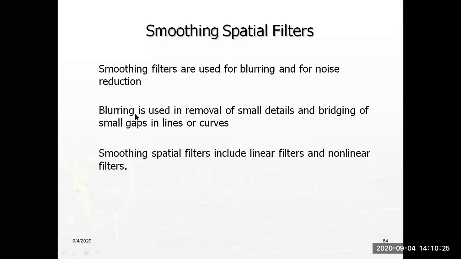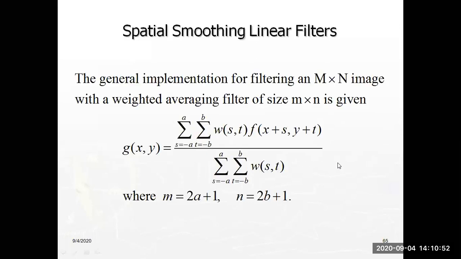What is the use of blurring? Blurring in image processing is generally for removal of small details, either removal or bridging. Whatever you can do, both can be done, depending upon your requirement. We can remove or bridge small gaps in lines or curves. Smoothing filters are further divided into two types: linear filters and non-linear filters. Now first we have to check the linear filters.